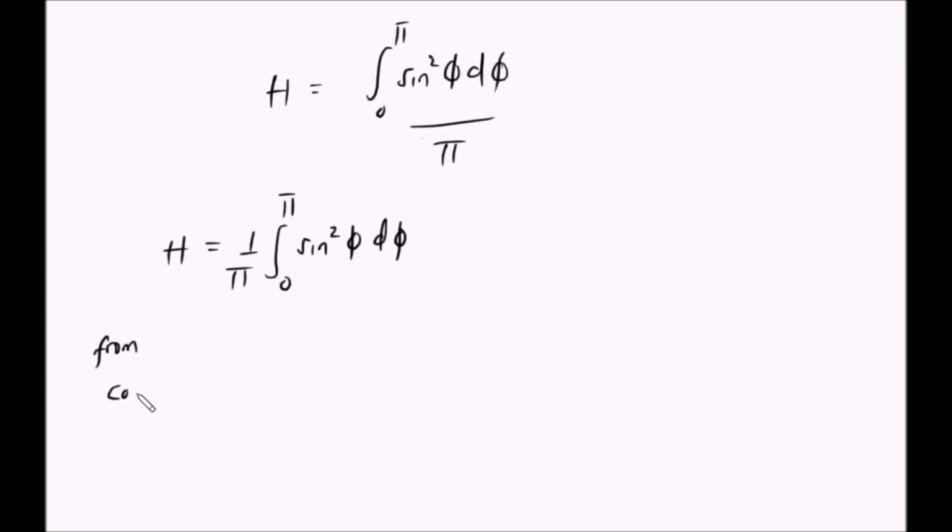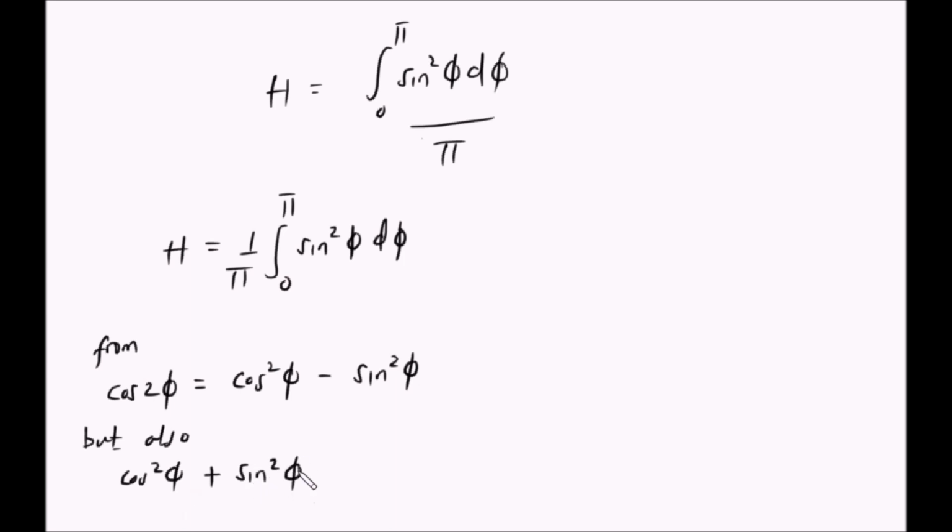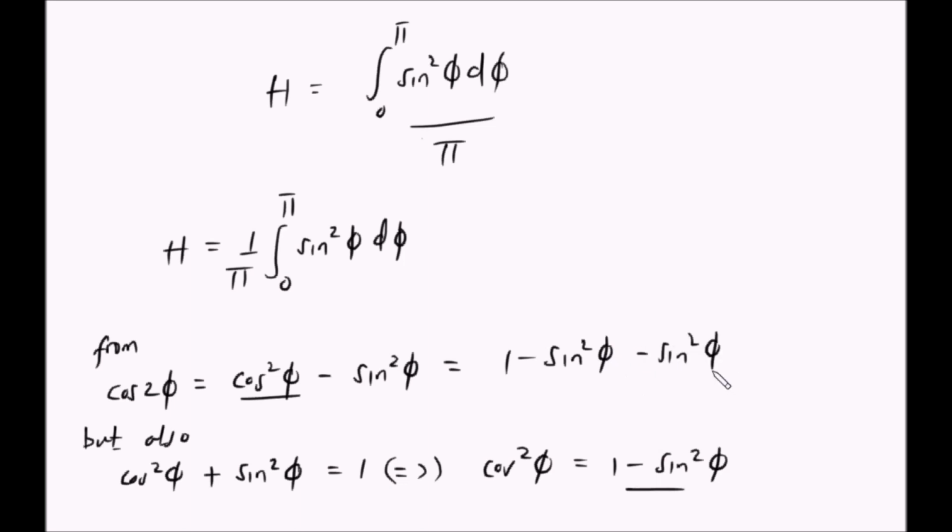Now, from cos 2 phi, what is it equal to? Cos squared phi minus sin squared phi, but also I know that cos squared phi plus sin squared phi is equal to 1. So here I will see that cos squared phi is equal to 1 minus sin squared phi. So here at cos squared phi I put this one. It will be 1 minus sin squared phi minus sin squared phi. So this will be equal to 1 minus 2 sin squared phi. There. So cos 2 phi is equal to 1 minus 2 sin squared phi.